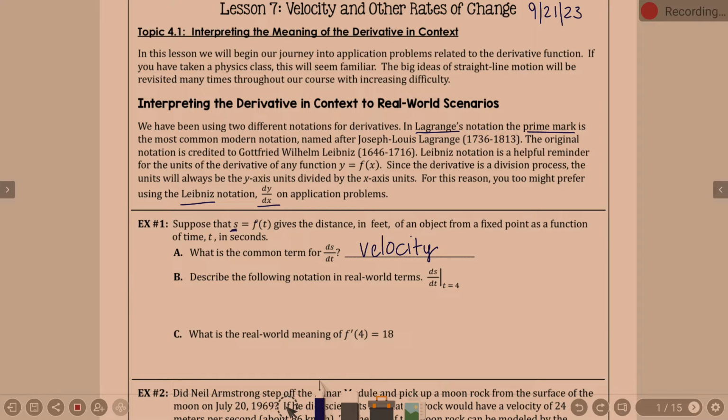So, velocity when time equals 4. Now, instead of velocity, I don't have velocity written at this exact moment. But what else have we used to describe a derivative? Like the tangent line?